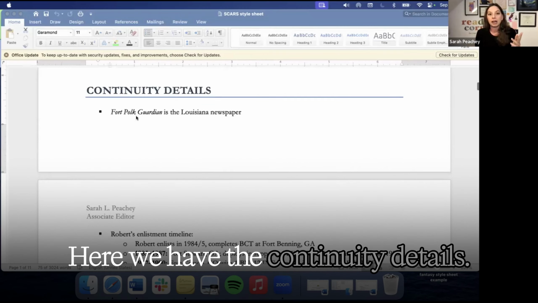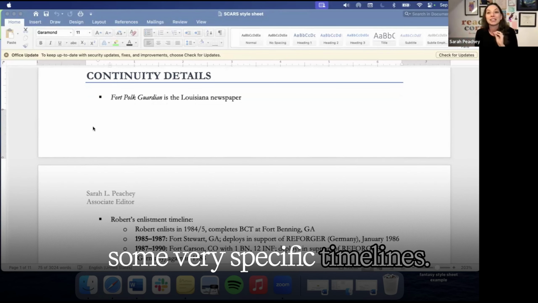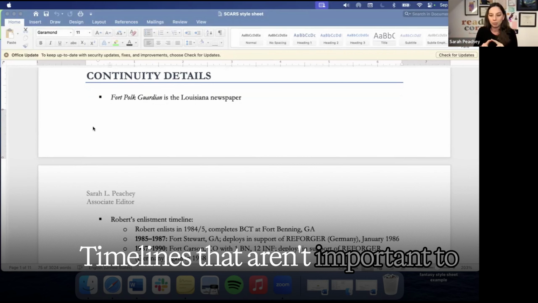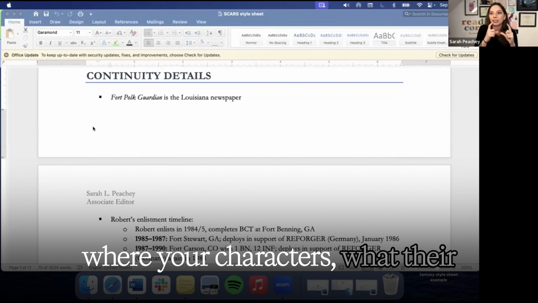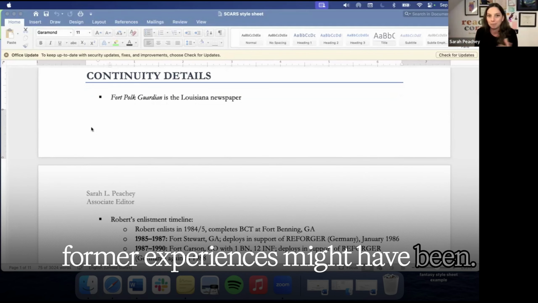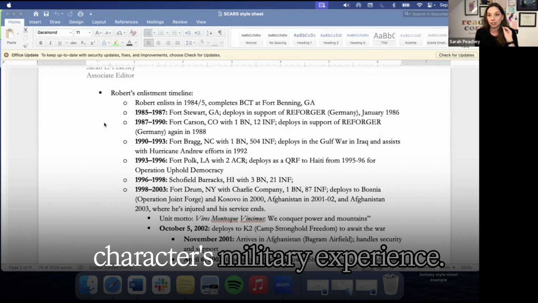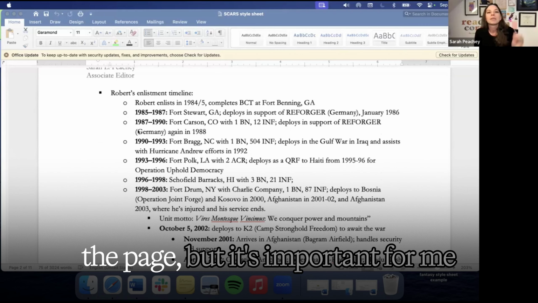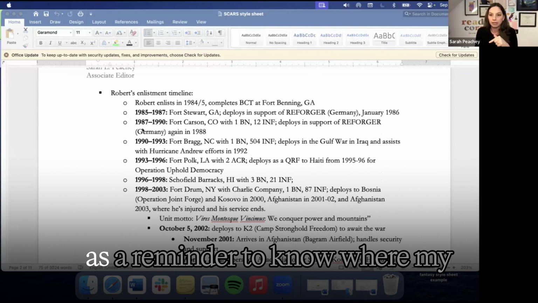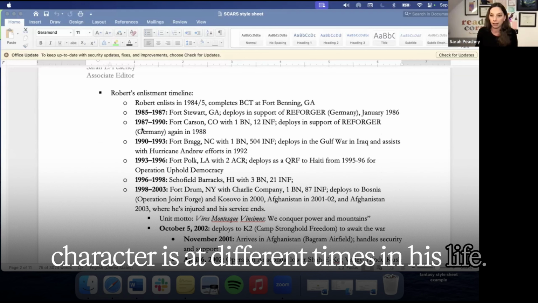Here we have the continuity details. This is really important if you are someone who requires some very specific timelines that aren't important to the plot overall, but are important to where your characters are, what their former experiences might have been. So one of my big ones was my main character's military experience. Most of this never really appears on the page, but it's important for me as a reminder to know where my character is at different times in his life.